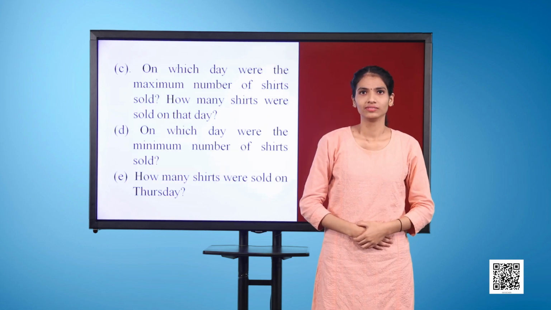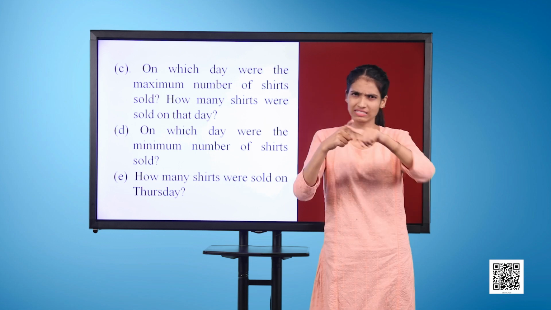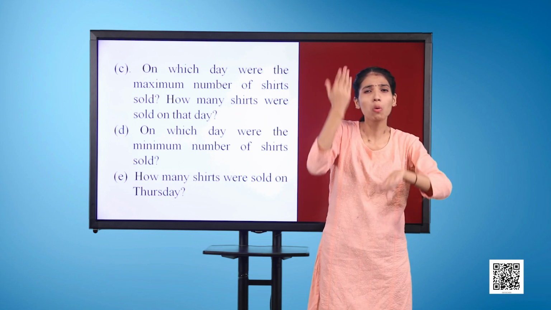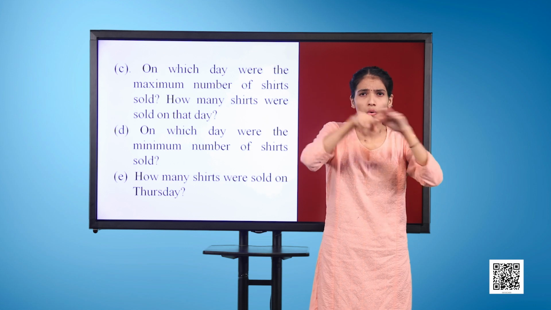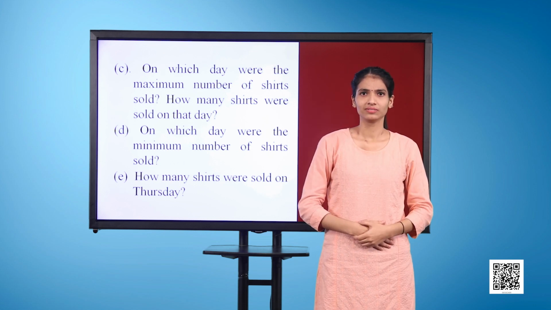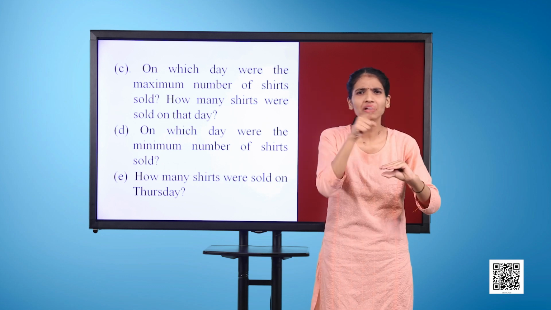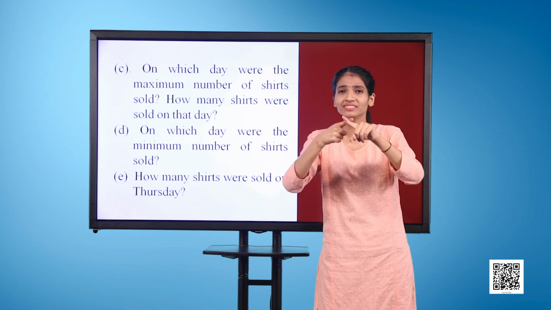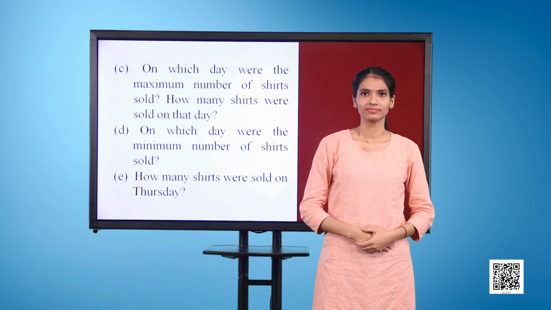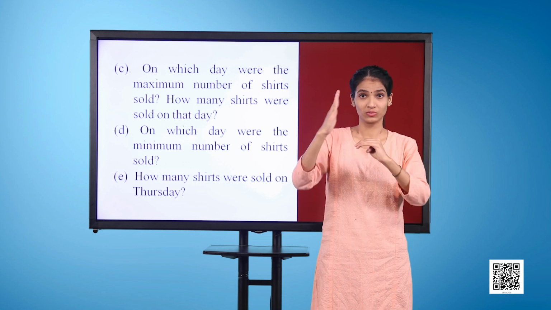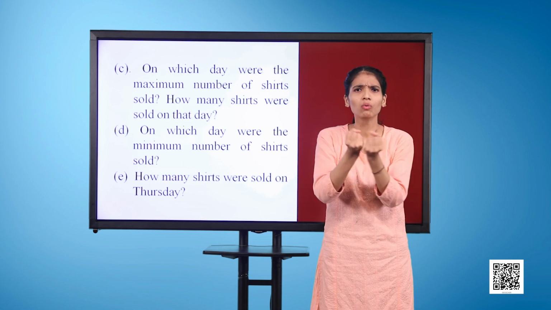C. On which day were the maximum number of shirts sold? How many shirts were sold on that day? D. On which day were the minimum number of shirts sold? E. How many shirts were sold on Thursday?